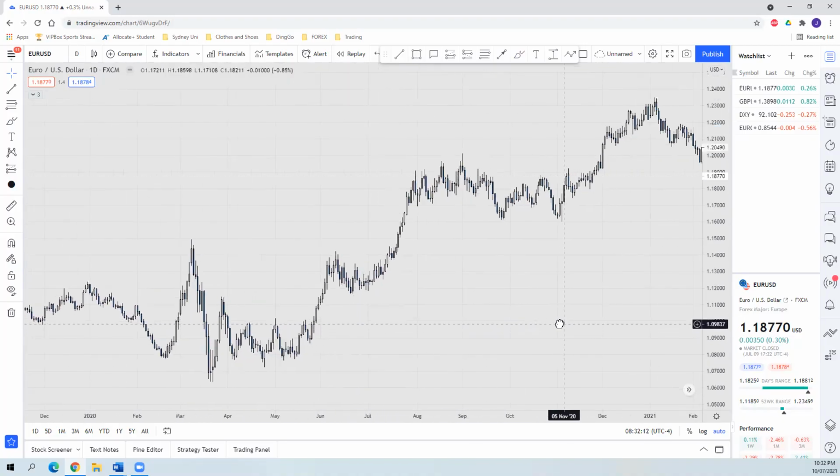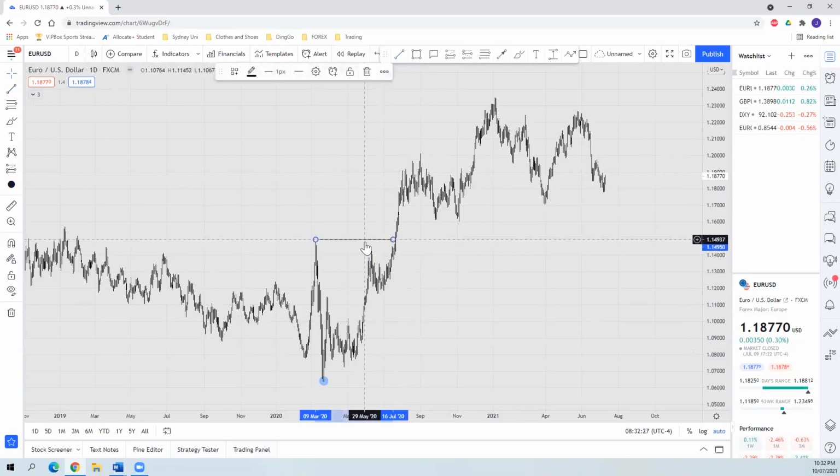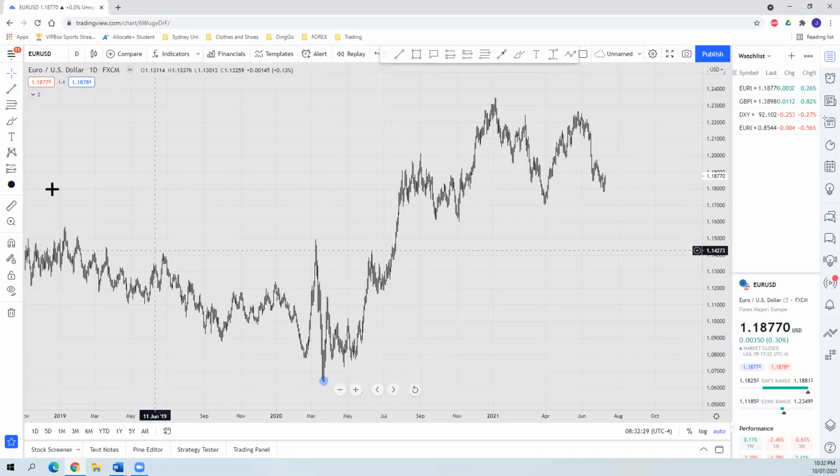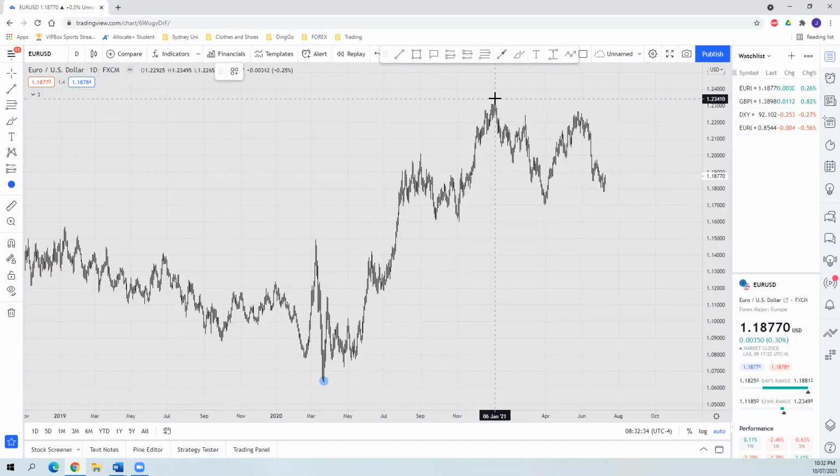Now take the range. Now get the range, you see that? From here to here. First mark out the structure. Now from that low, that was COVID news. It broke structure, and then, oh sorry. Okay, cool.